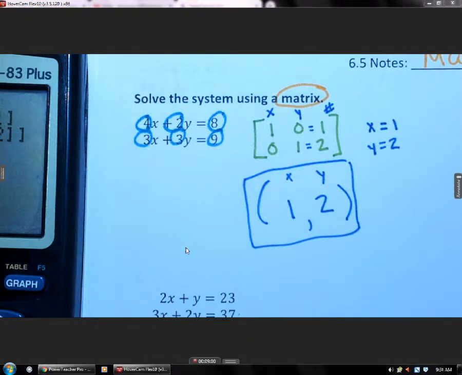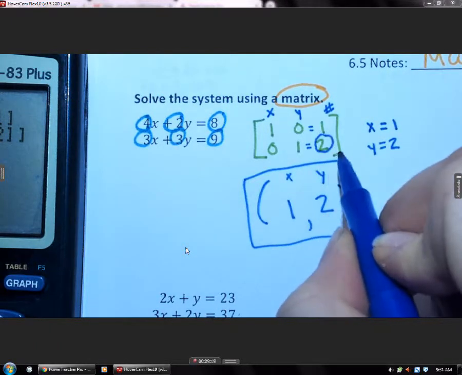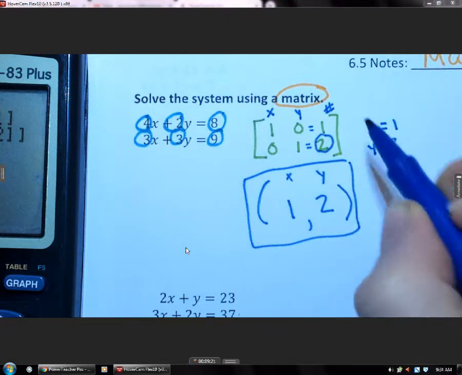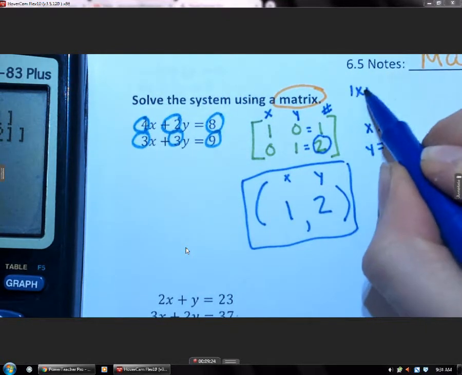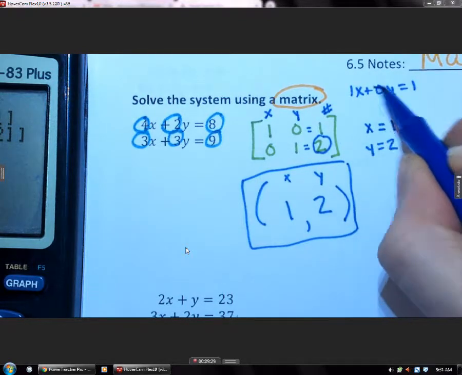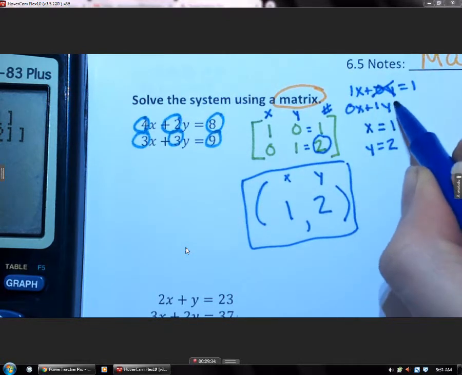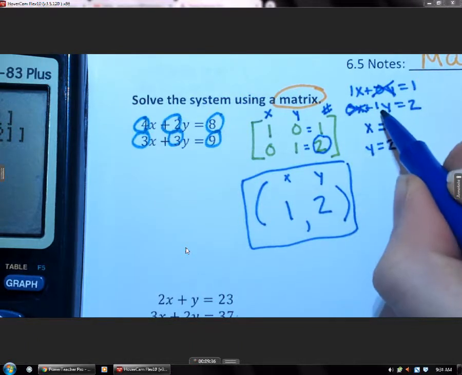The confusing part is putting it in the calculator. So will the X and Y columns always be 1, 0, 0? Yep, except for two special cases I'm going to show in a couple minutes. But it mostly will be that way. Why is Y 2? Because in this Y column right here, the 2 is right there. So the X, it's like 1x plus 0y equals 1. So the y goes away, so x equals 1. The second row is 0x plus 1y equals 2. This goes away, so 1y equals 2.